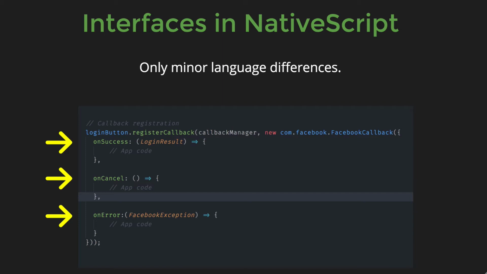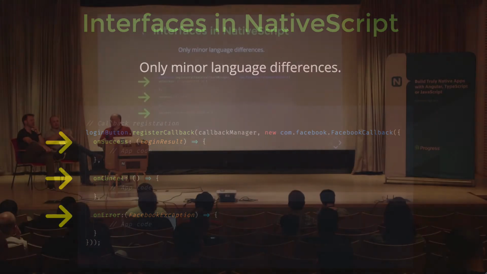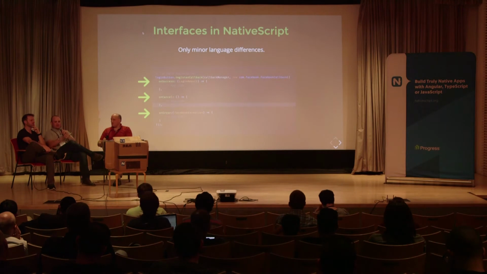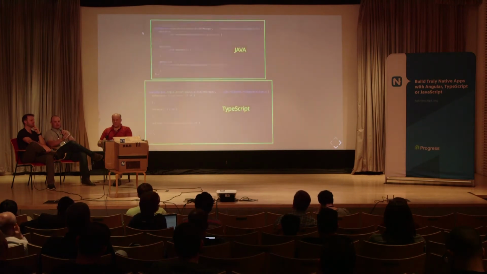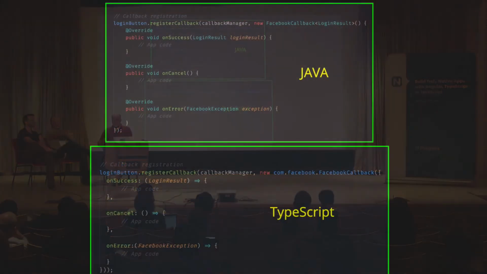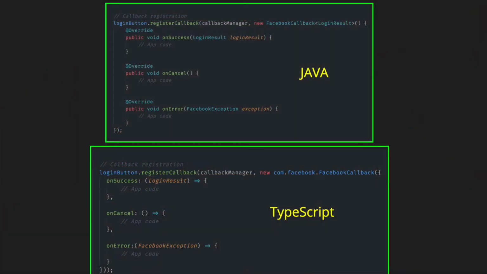So you're accessing that Facebook callback class via the namespace com.facebook. You could set this to a variable, some constant, if you wanted to reference this. You don't always have to call directly through the namespace to get there, but that is the class, and then there are the methods. And so here's the comparison from Java to a TypeScript system.